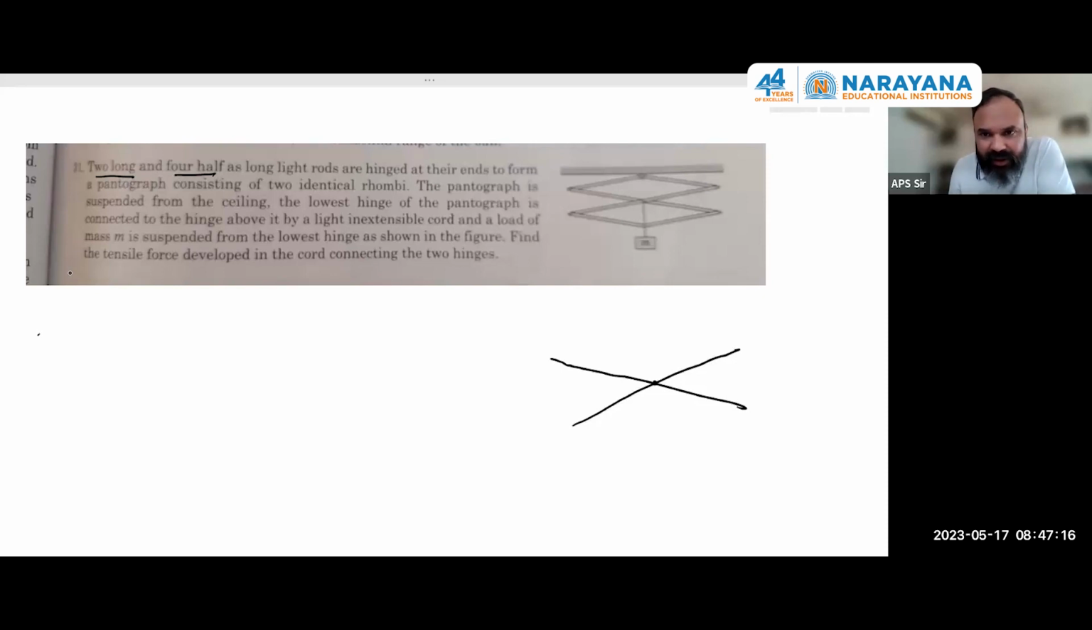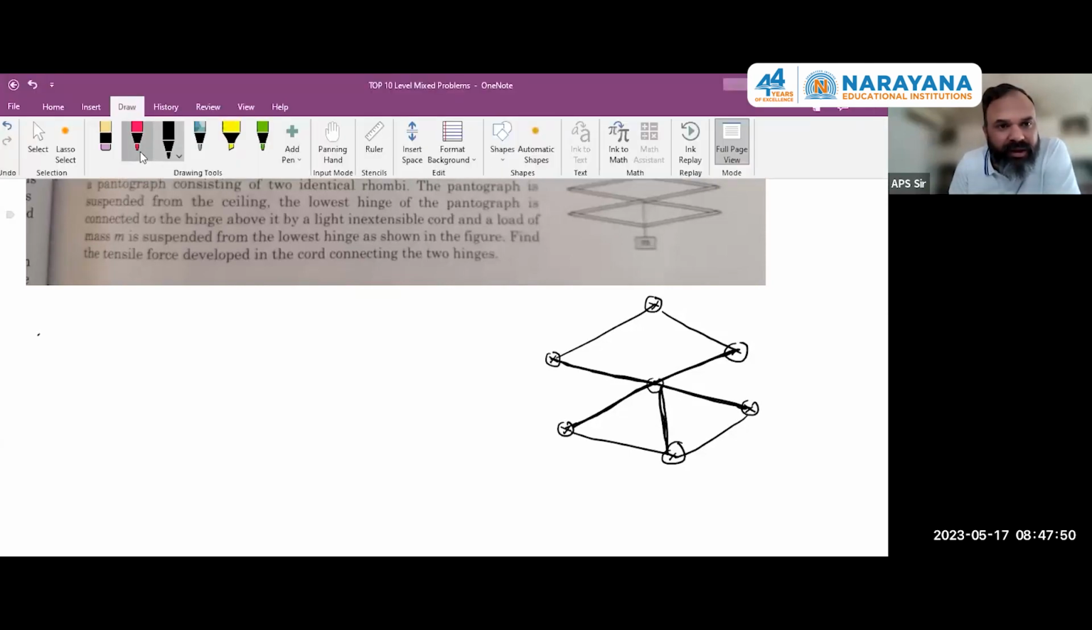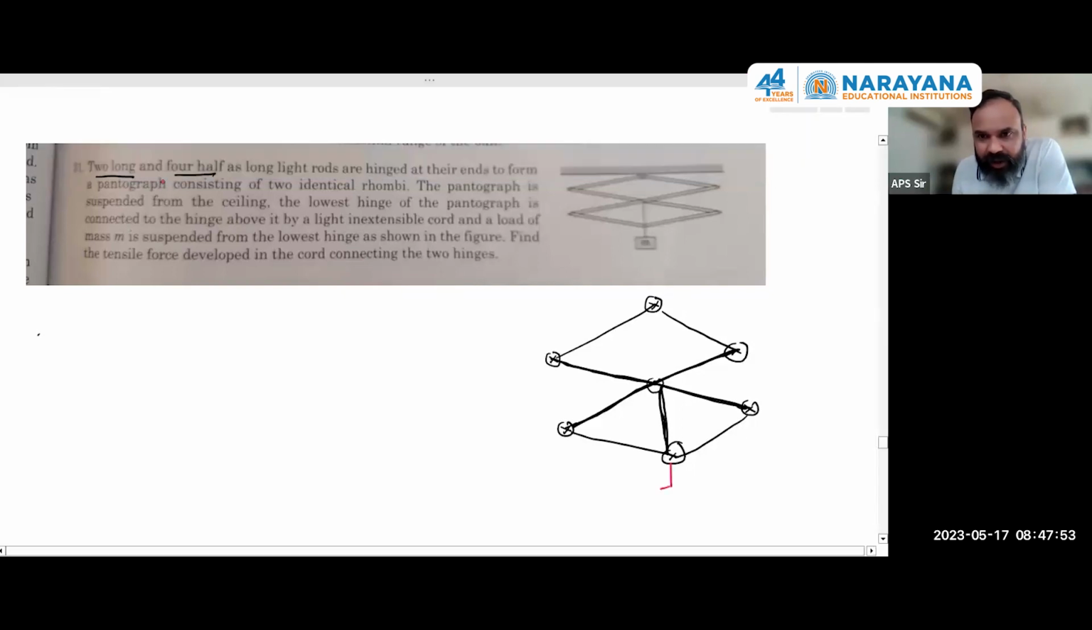Other than that, they have common axles here. The same is valid here. At this point also, symmetrically, they have connected here, and symmetrically here and at this point. So these are the 2 long rods, this rod and this rod, and 4 small rods, these 2 and the lower 2. Then between this point and this point, they have connected a thread. And then they've connected another thread here and connected a small mass, small m.